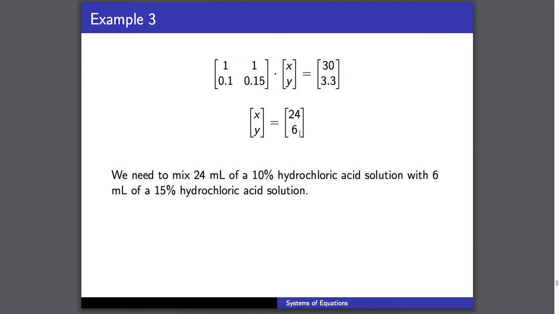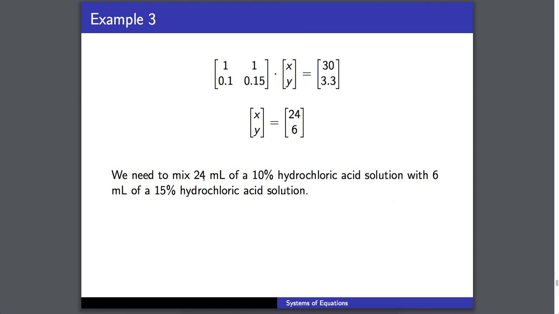Now, I'm not looking for just 24 and 6. I'm looking for an interpretation that actually answers the question. We said that X is the number of milliliters of the 10% solution and Y is the number of milliliters of this 15% solution. So for your final answer, you need to interpret your results for X and for Y based on what you said X and Y represented. So this sentence right here is what I'm looking for as the final answer.